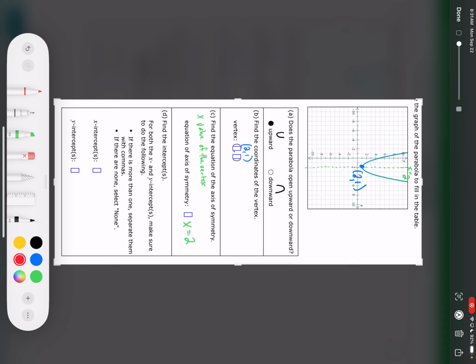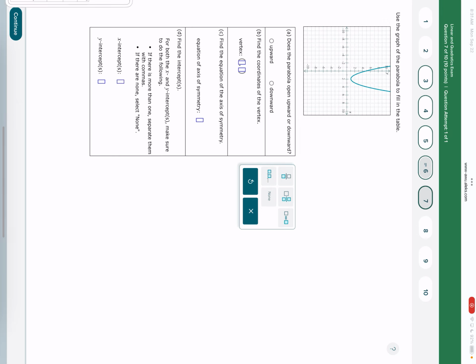Find the intercepts. So the x-intercepts is actually none. It never crosses the x-axis. And the y-intercept looks like it's at 5 right here. And I don't believe you write it as a point, you just write 5. So it is okay to have none. It's possible to have no x-intercepts. Yeah, you always have a y-intercept. But you can also have 2 x-intercepts if it crosses the x-axis.